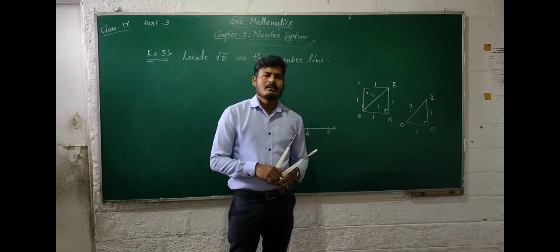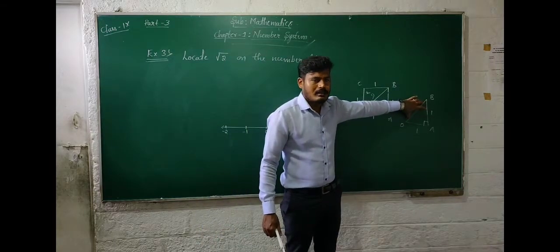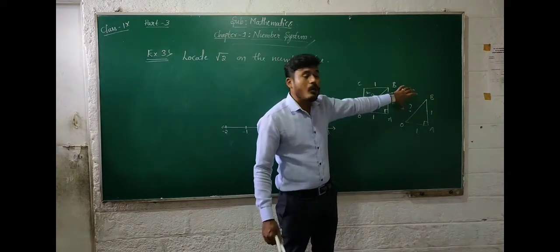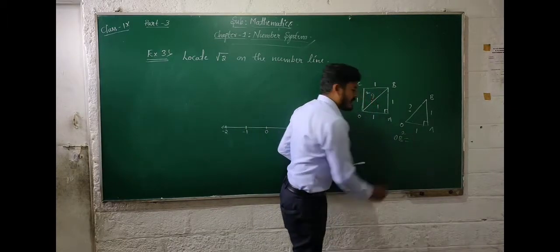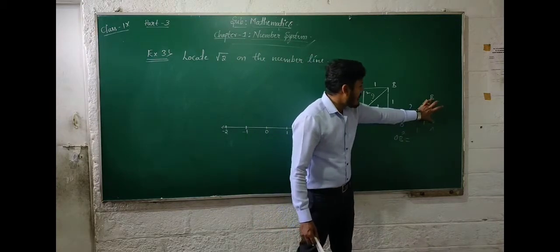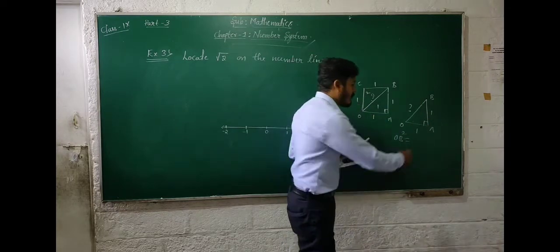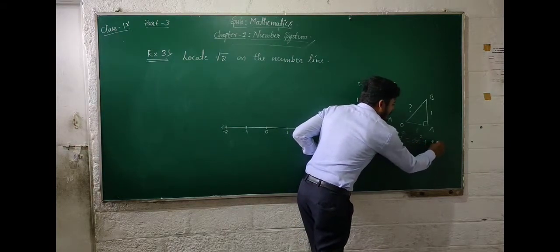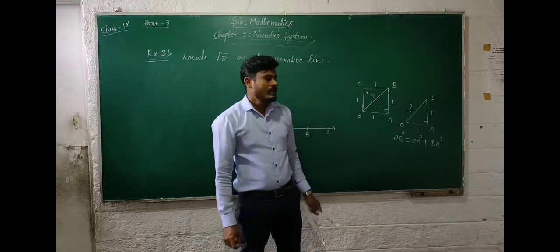So what does Pythagoras theorem say? Pythagoras theorem says that the square of the hypotenuse, here the hypotenuse is OB, so OB square, is equal to the sum, that means addition, of the squares of the other two sides. Here the squares of the other two sides are OA square plus BA square.